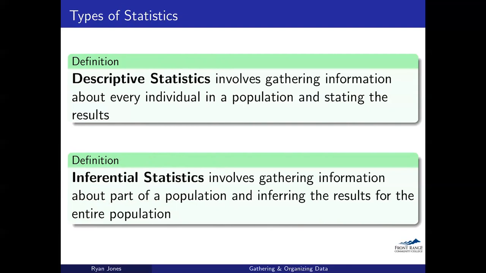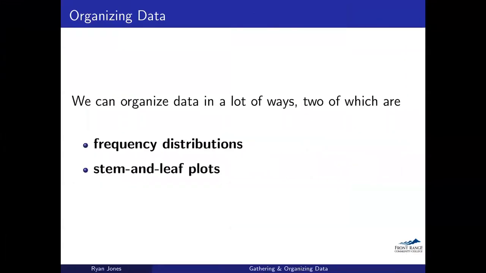Let's go ahead and talk about how to organize data. There are a lot of different ways that you can organize data. I couldn't even begin to start talking about all of them. But two that we're going to look at for now, and we will look at more, are frequency distributions and stem and leaf plots. They have their pros, they have their cons. One of these is better than the other in certain cases and worse in others. All of the other ways that you could organize data, sometimes those are better. But these are going to be the ways that we're going to organize our data.